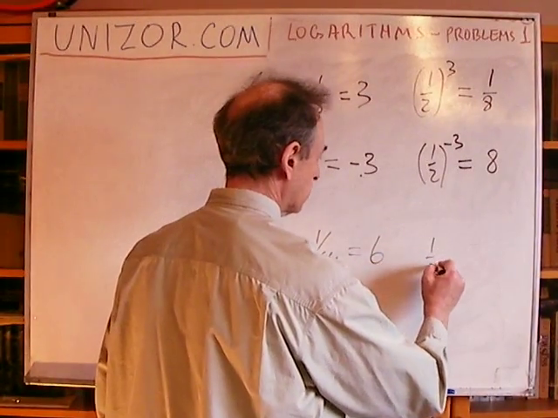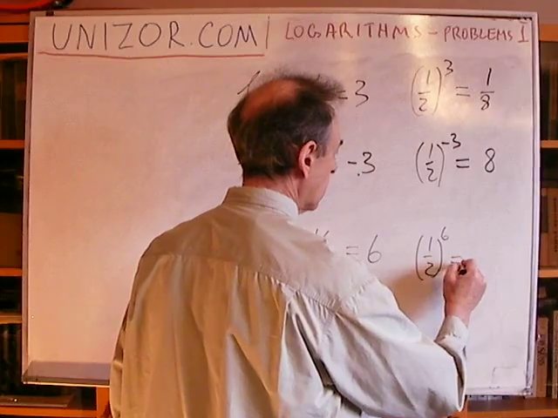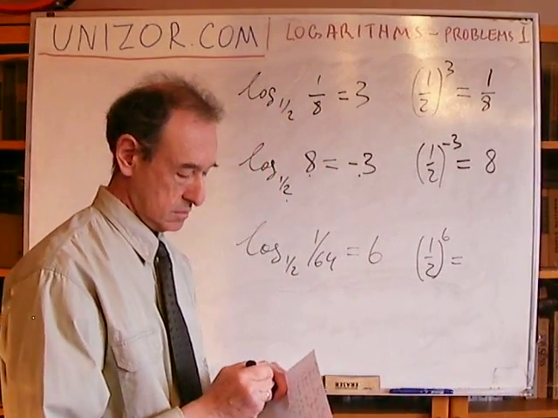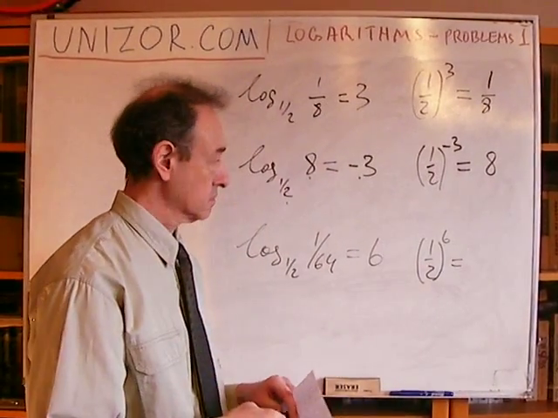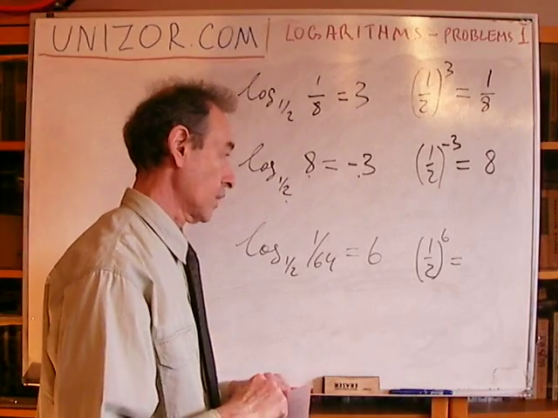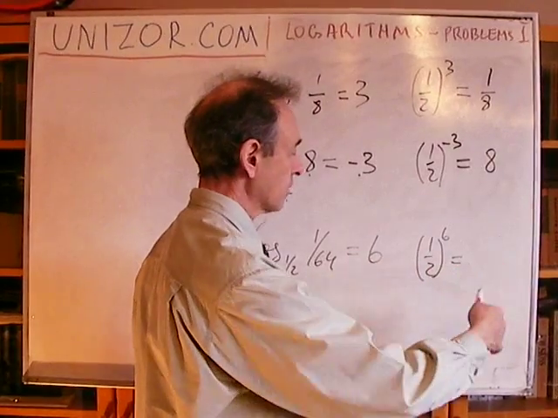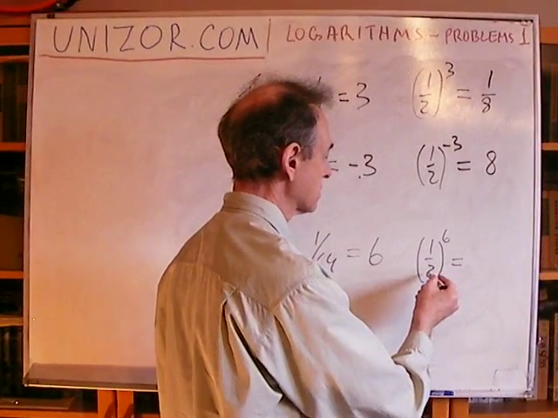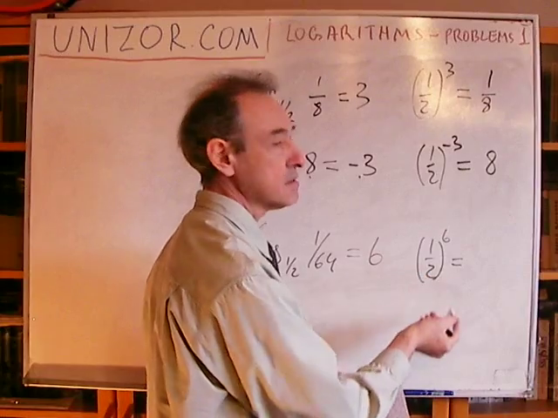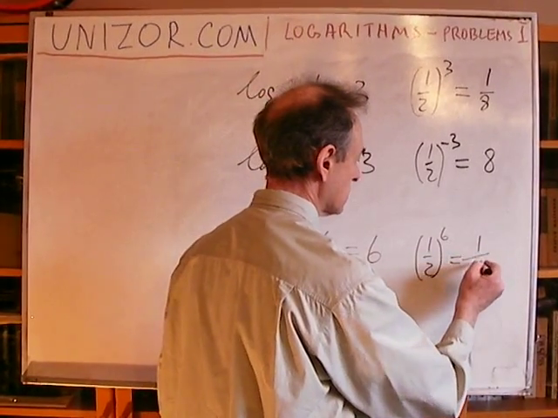Because (1/2) to the 6th degree would be 1/64. Because it's 2 times 2 times 2 times 2 times 2 times 2. It's 2 multiplied by itself 6 times in the denominator, and that's 1/64.